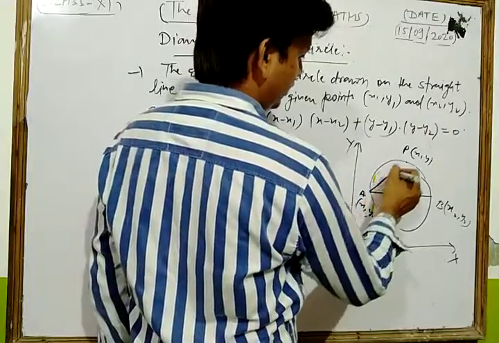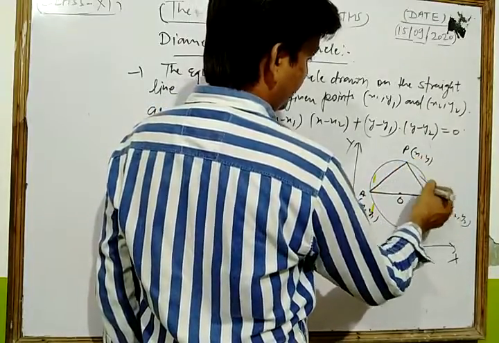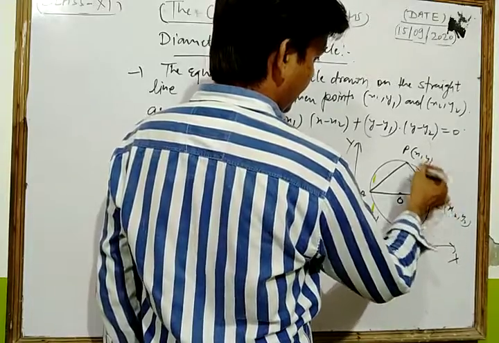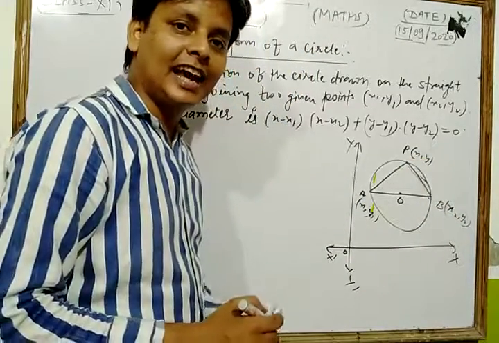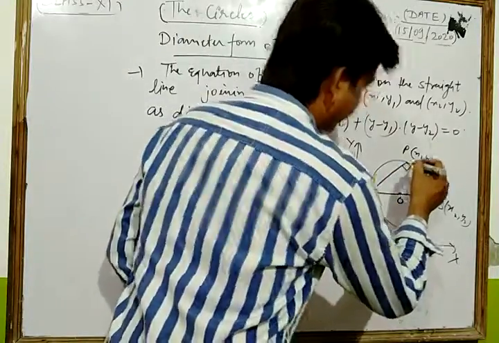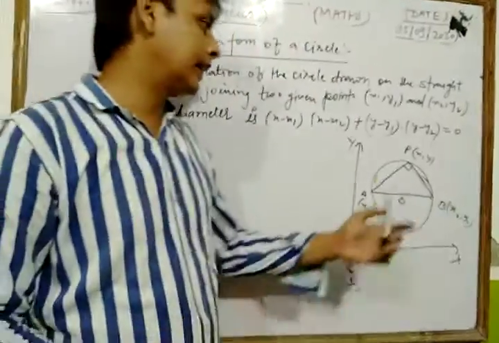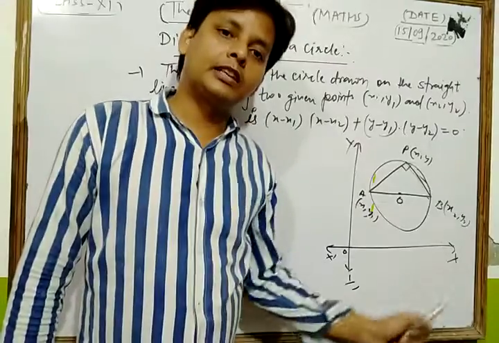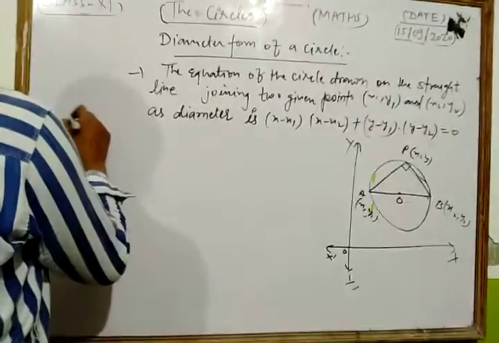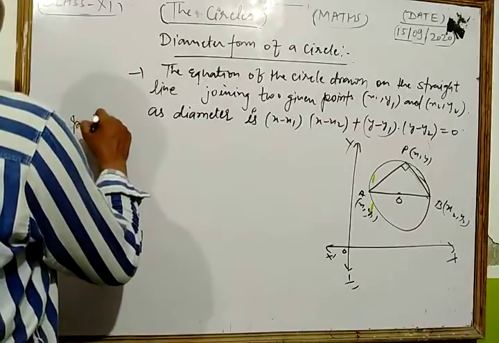Now we join PA and PB. And dear student, you know that the angle in a semicircle is always 90 degrees. So that angle is always equal to 90 degrees, because we know that the angle in a semicircle is always equal to 90 degrees. Now let's see its proof.